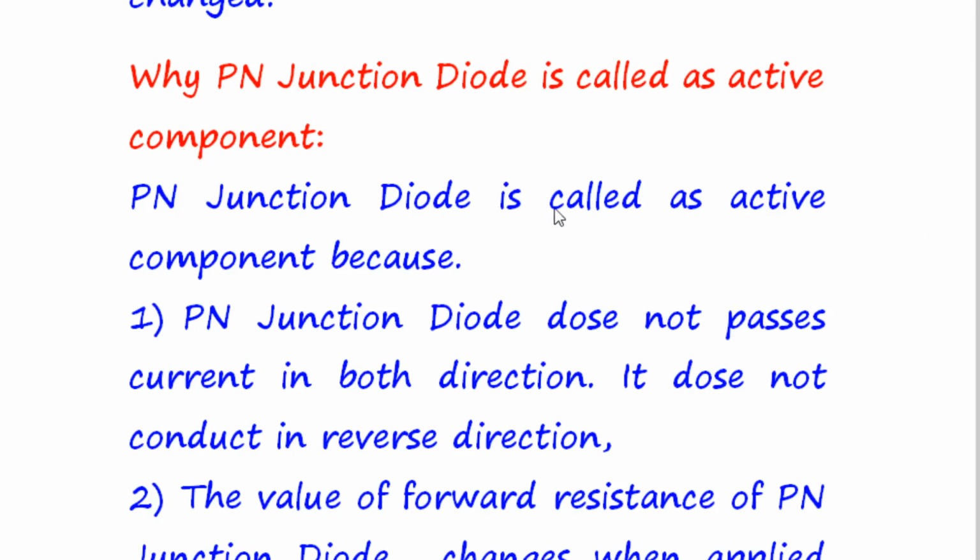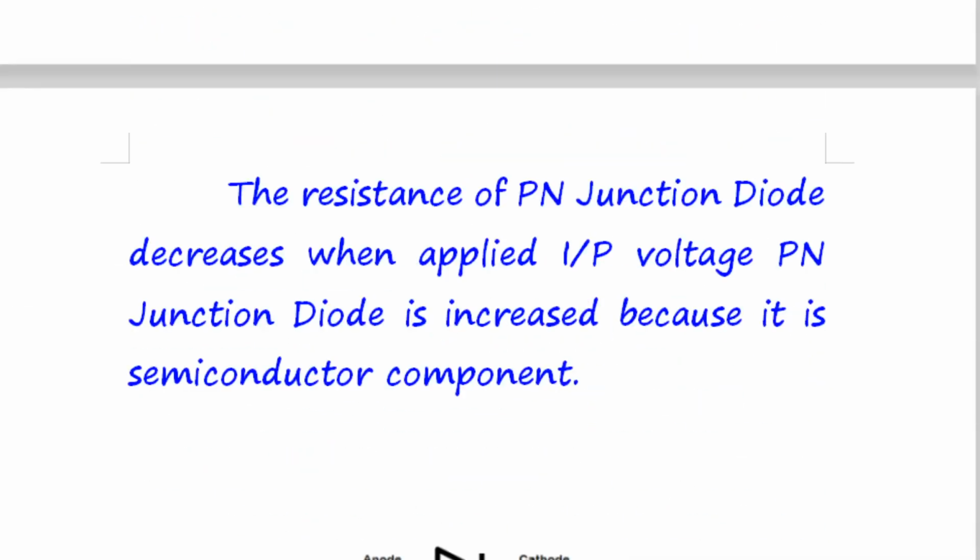So a PN junction diode is called an active component because, number one, a PN junction diode does not pass current in both directions. It does not conduct in reverse direction.